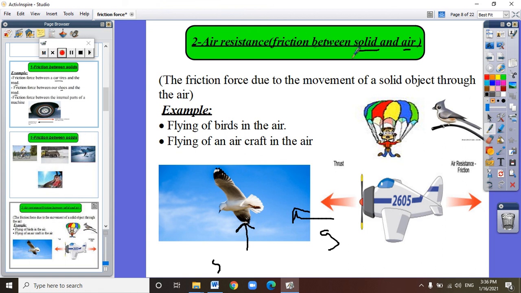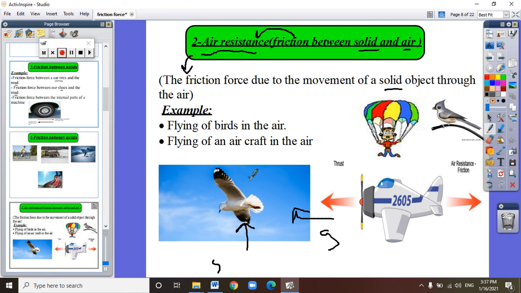The friction force between solid and air, we can call it another name, which is air resistance. So what is the meaning of the air resistance? It's the friction force due to the movement of solid objects through the air. One more time. This bird is solid and she is moving through the air. So the body of the bird is touching the air.